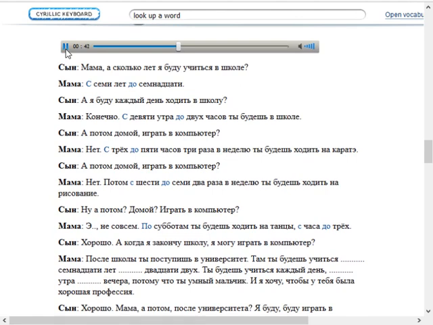Хорошо. А когда я закончу школу? Я могу играть в компьютер?